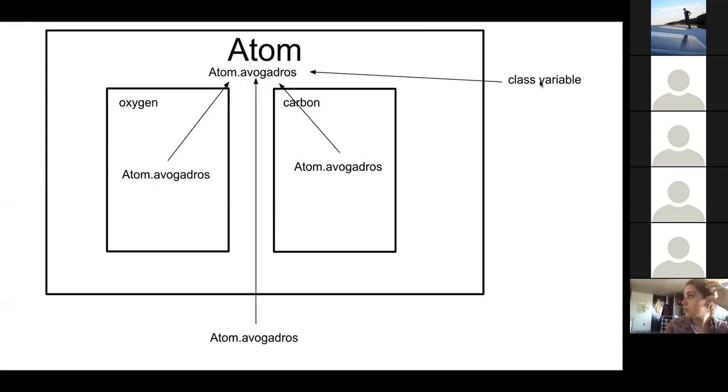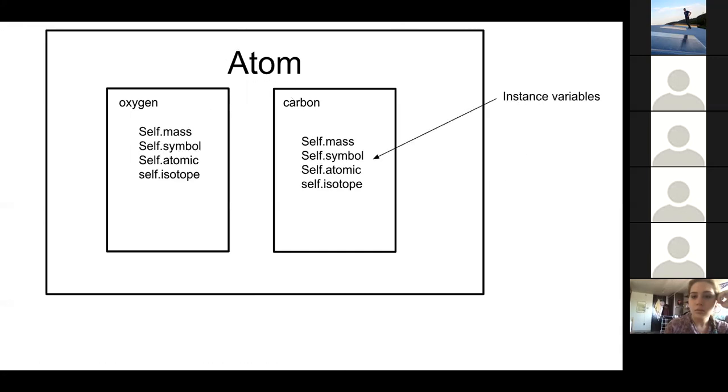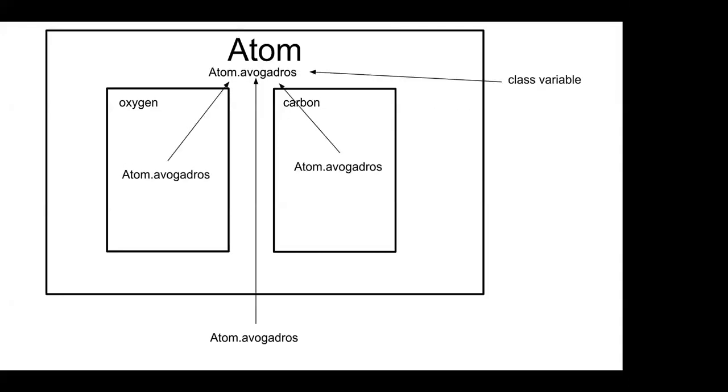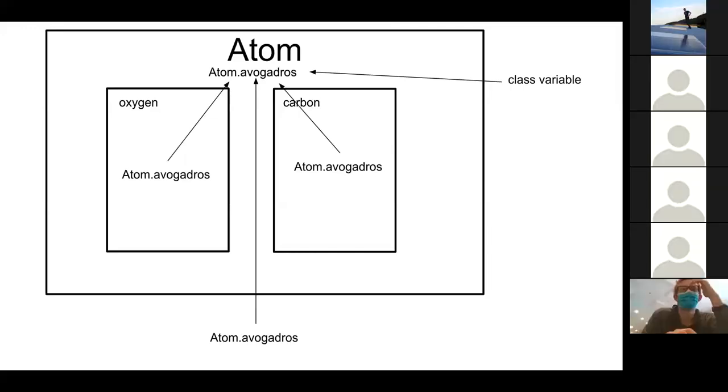That, again, is called a class variable, instead of an instance variable, like we saw here. Instance variables are variables inside each object, whereas class variables are variables that are shared by all of the objects of that same type, of that same class. Okay.